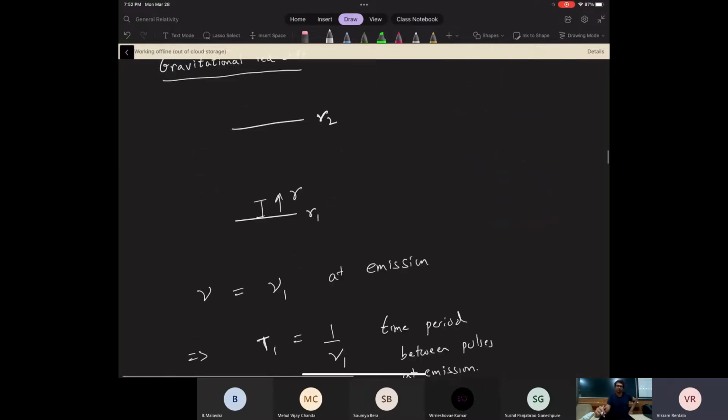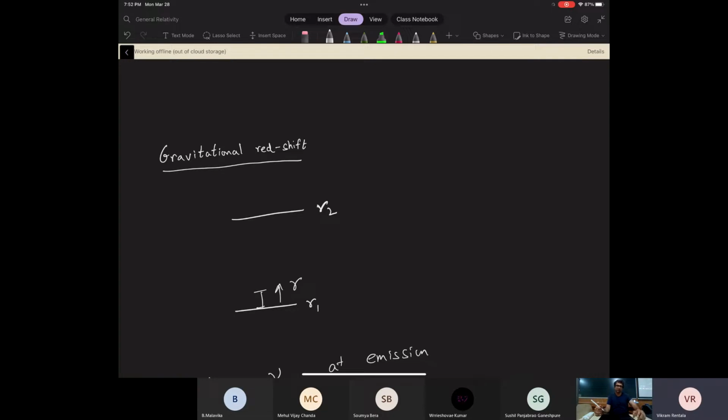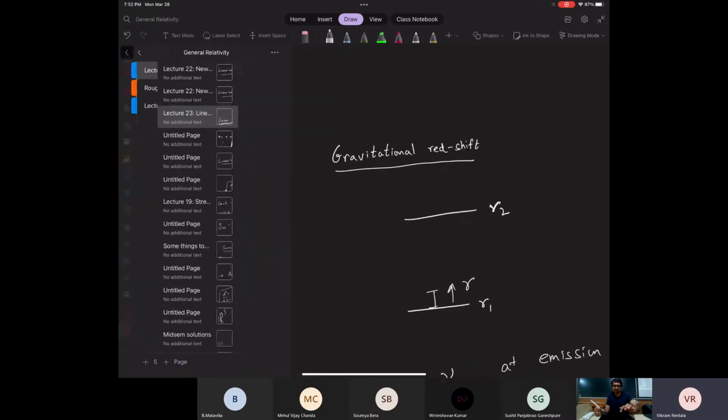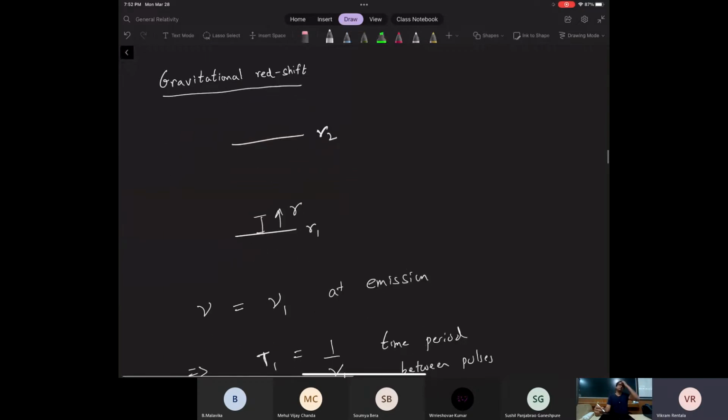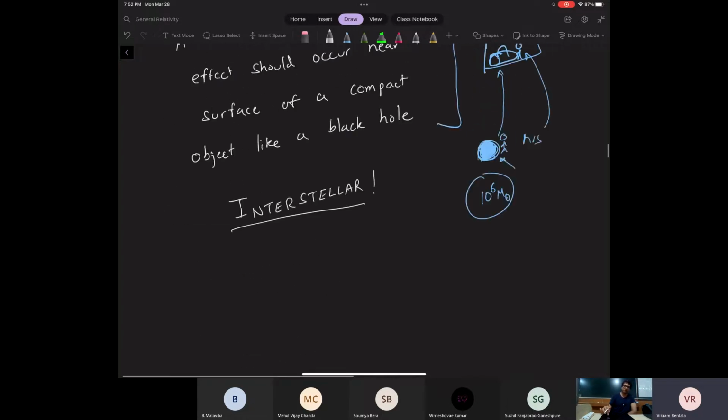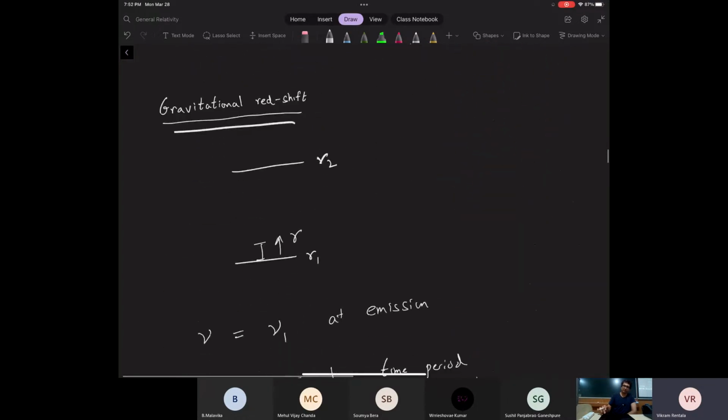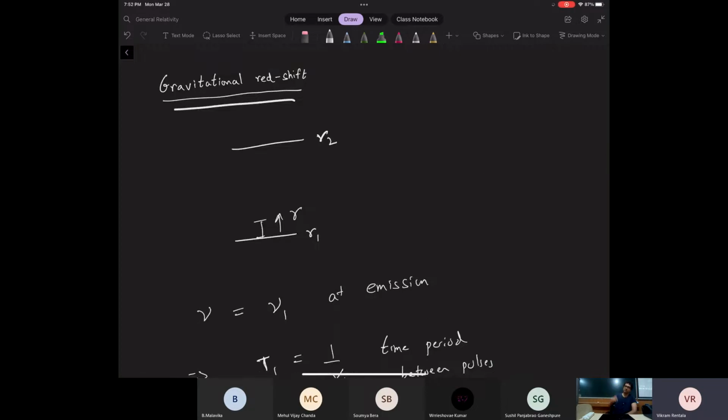Okay. Now let's go to the second prediction, which is gravitational redshift. There are a couple of ways to derive this phenomenon of gravitational redshift. I'm just going to follow the approach of using time dilation to show that there's gravitational redshift.